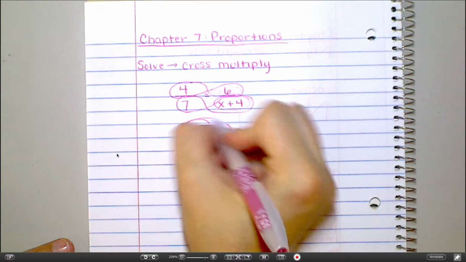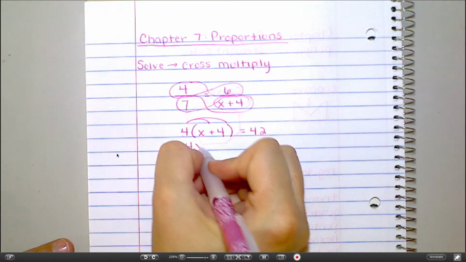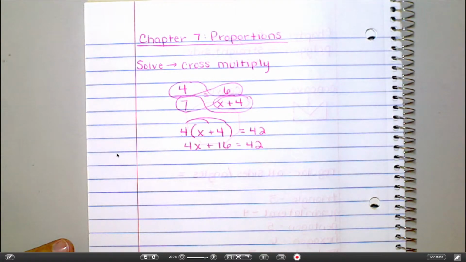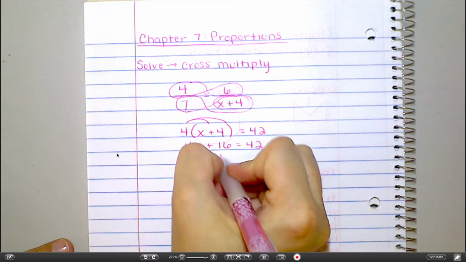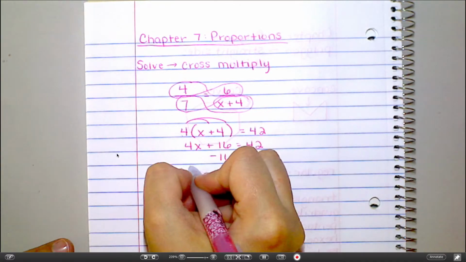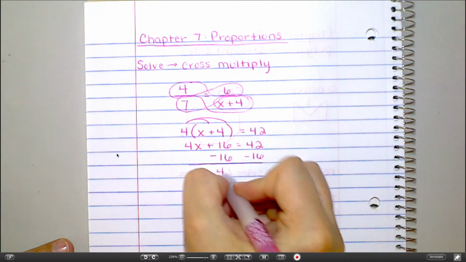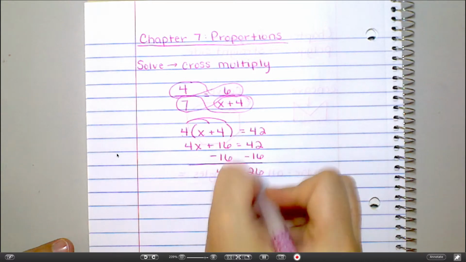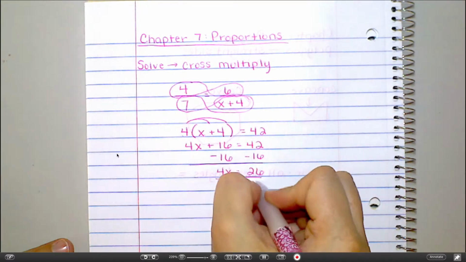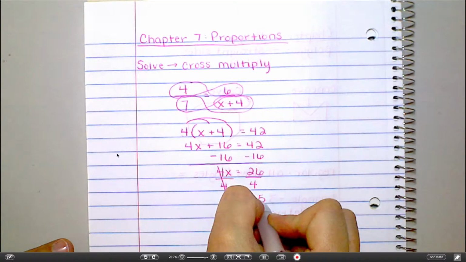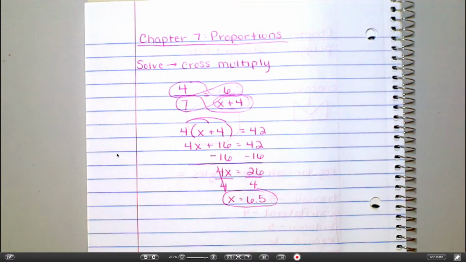Let's distribute the 4. So that's going to be 4x plus 16 equals 42. And then what would I do to solve from there? Subtract 16, yep. And that would be 26, I believe. Divide by 4, and I believe I'll get 6.5 for my answer. Okay, so that was one of the harder proportions problems.